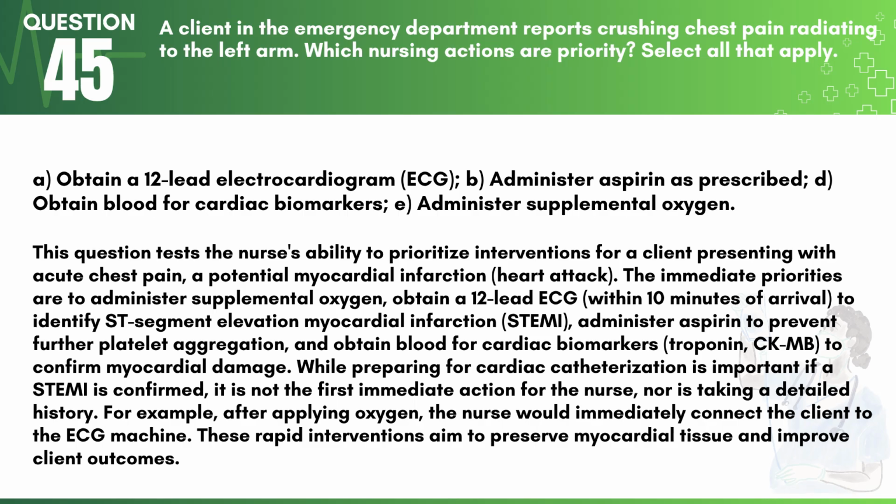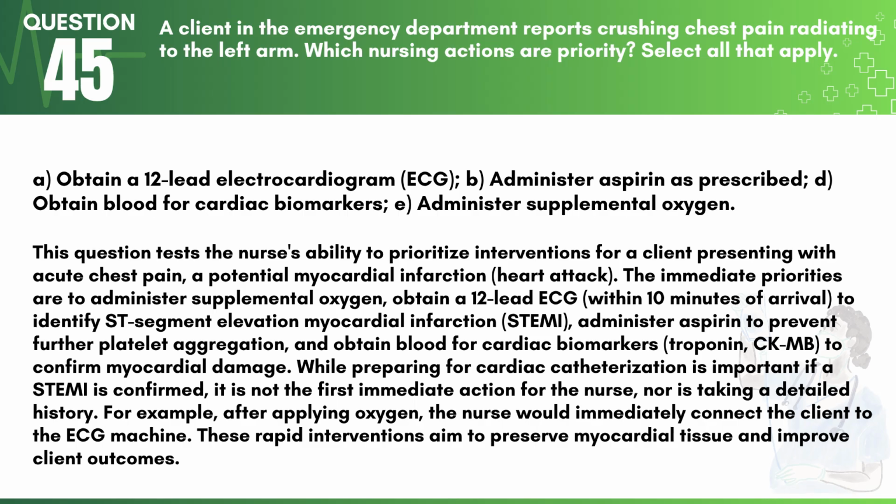This question tests the nurse's ability to prioritize interventions for a client presenting with acute chest pain, a potential myocardial infarction, heart attack. The immediate priorities are to administer supplemental oxygen, obtain a 12-lead ECG, within 10 minutes of arrival, to identify ST segment elevation myocardial infarction, STEMI, administer aspirin to prevent further platelet aggregation, and obtain blood for cardiac biomarkers, troponin, CKMB, to confirm myocardial damage.